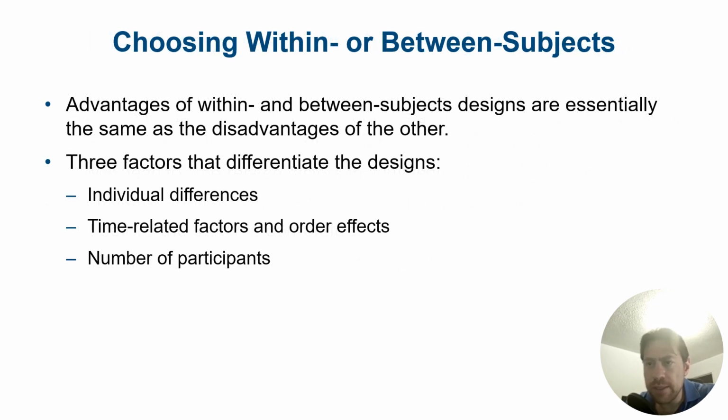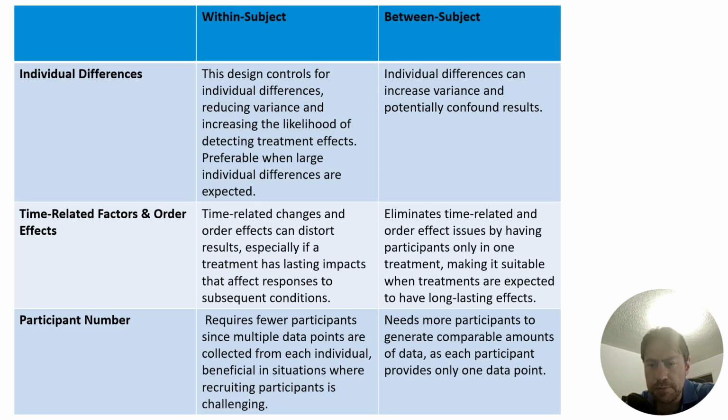So in choosing within or between subject designs, there are factors to consider, and specifically we'll talk about 3 factors. Those are individual differences, time-related factors, and participant number. So those considerations are summarized in this table, and let's discuss them in the context of within and between subject designs. So first, individual differences.